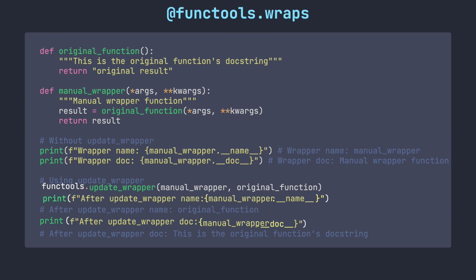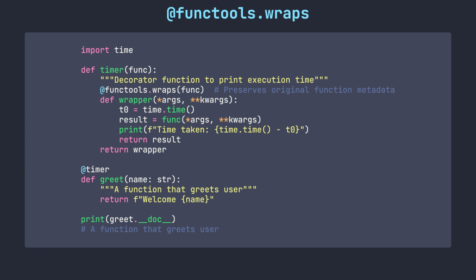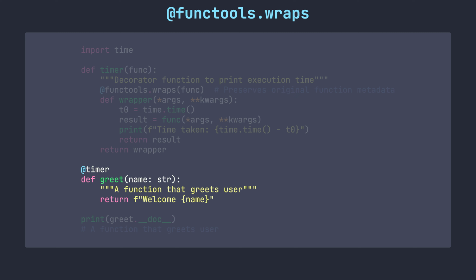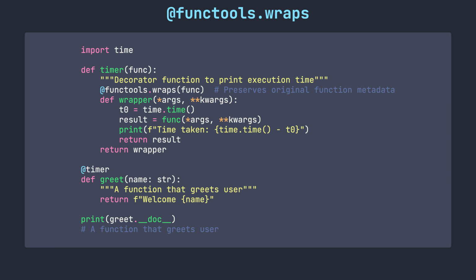Finally, functools.wraps. It's a convenient decorator for applying update wrapper. Here we create a timer decorator that wraps functions. The functools.wraps decorator preserves the original function's metadata. Without it, the wrapper would lose the original function's name and docstring. This is the standard way to create well-behaved decorators in Python. It ensures the decorated functions maintain their original identity.